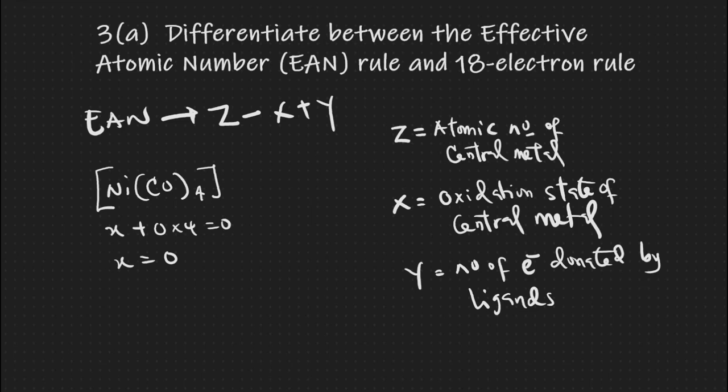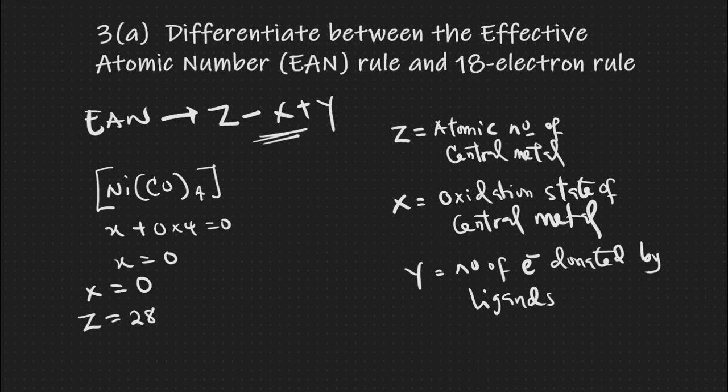Remember that the oxidation state of the central metal is usually given as this X, right? So we can say that X now is equal to 0. Then what is the atomic number of the central metal? The atomic number of nickel is 28.